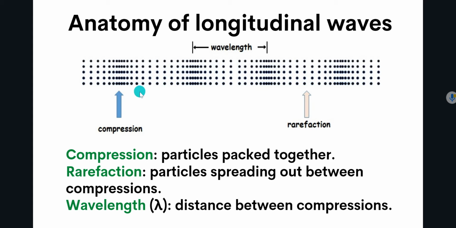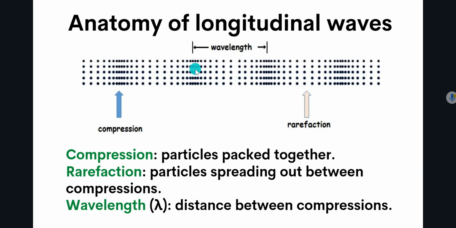And as that happens, when they get bunched together, we call that area a compression. And the area between them is going to be called a rarefaction. So we have 1, 2, 3, 4 areas in this wave that are called compressions.